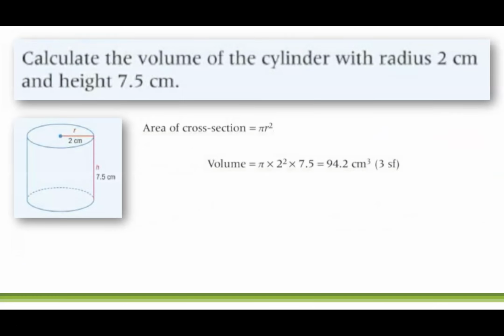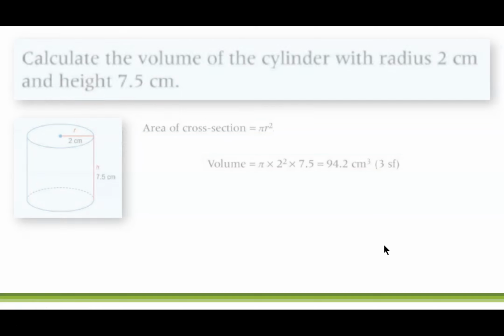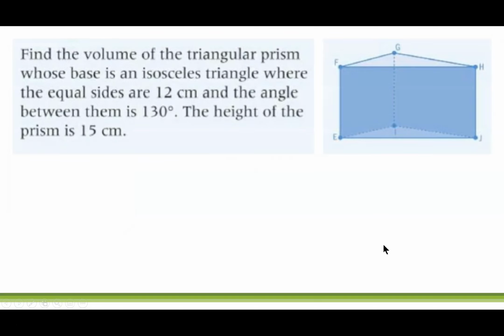Other shapes we're going to be dealing with, cylinders here, for example. If you want to find its volume, you take the area of its cross-section top, as denoted here, which is pi r squared. That's the area of a circle. And we take that there, and we multiply it by its perpendicular height, which is that the height is perpendicular to the radius, so we multiply 7.5 by the area of that circle, and we get 94.2 cubic centimeters. That'll be the last one of the day.